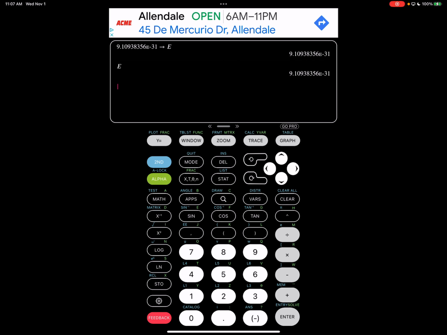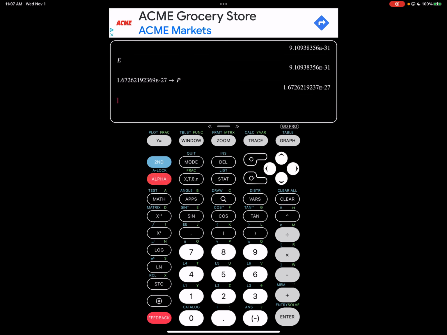Next, let's do the mass of the proton, which is 1.67262192369 times 10 to the negative 27th, so that's second comma, times 10 to the negative 27th. We want to store that as P, so alpha 8, for the mass of the proton. And so whenever we hit alpha P or alpha 8, we will get the mass of the proton.